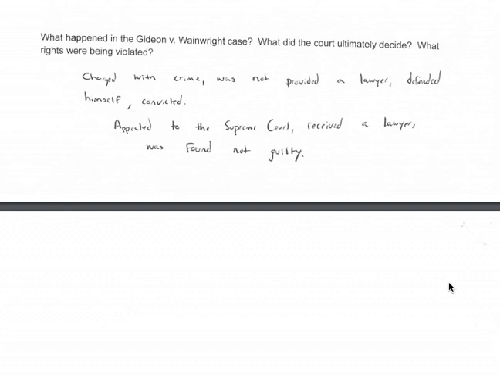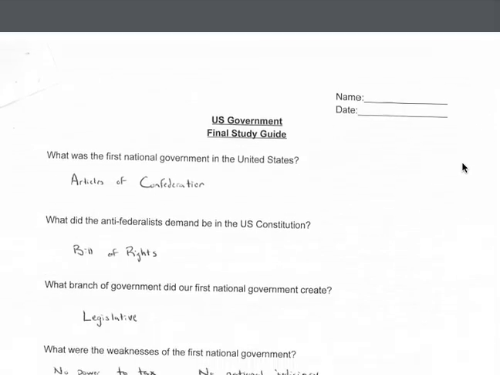In the Gideon v. Wainwright case, what happened? He was charged with a crime, was not provided a lawyer, had to defend himself, and was then found guilty. He appealed to the Supreme Court, received a lawyer, and was found not guilty. So in Gideon v. Wainwright, the Court decided that all individuals have the right to a lawyer. There you go. That's your review guide.